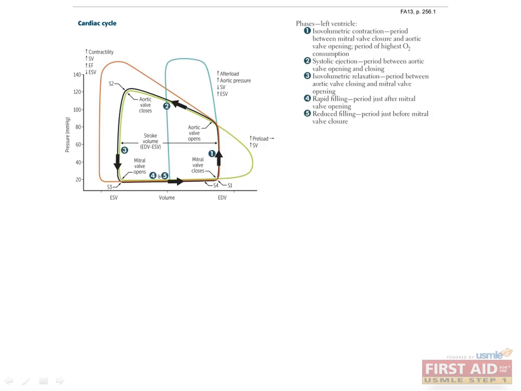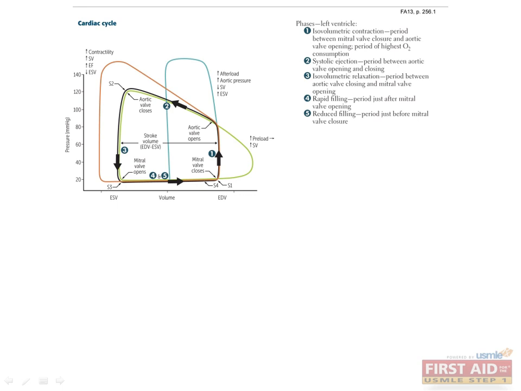Now that we've talked about the basics of the circulatory system, let's switch gears and start talking about the cardiac cycle. This is the basis for understanding heart sounds and heart murmurs, so it's a very high-yield topic on the exam. Let's start with the top diagram, which is a pressure-volume curve for the cardiac cycle.